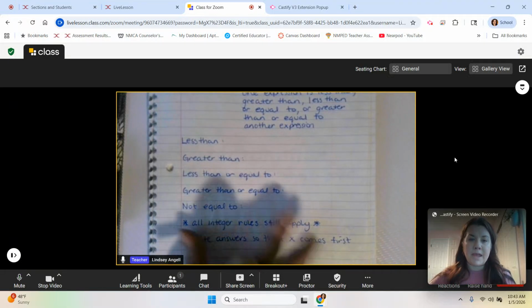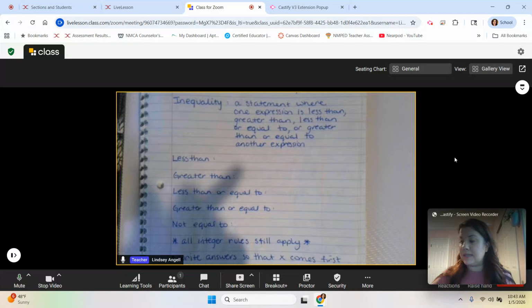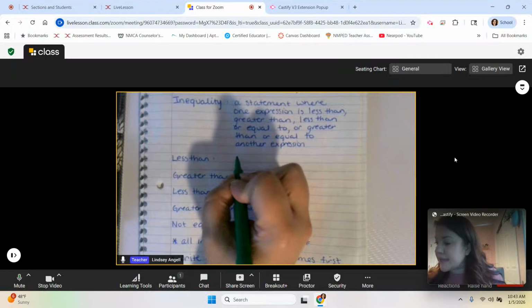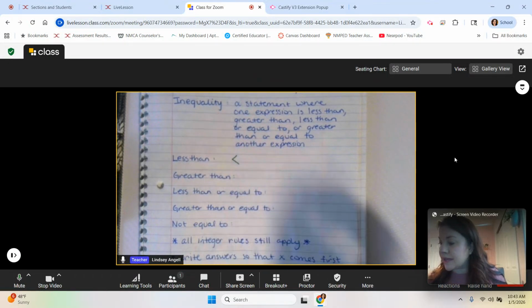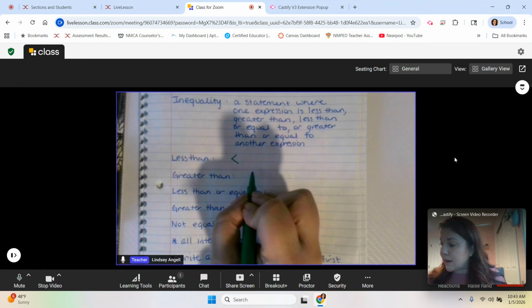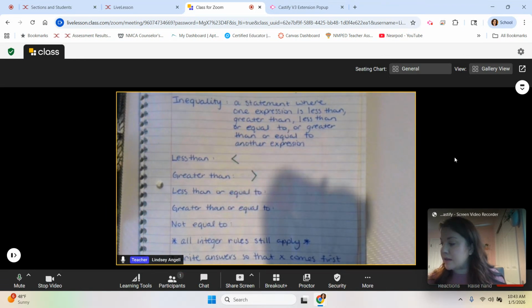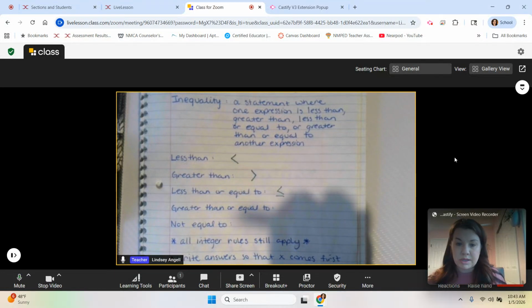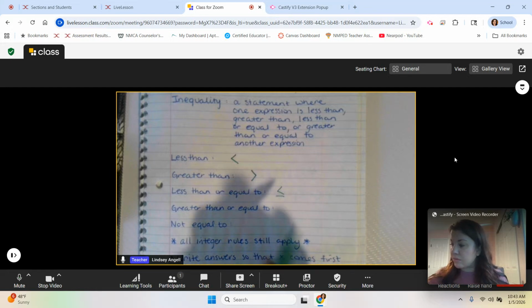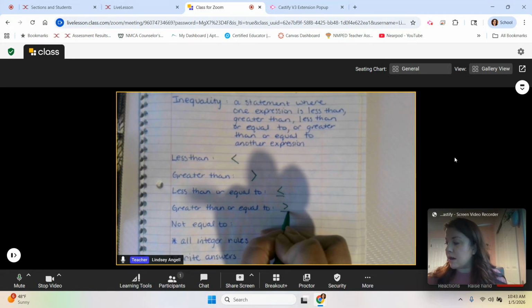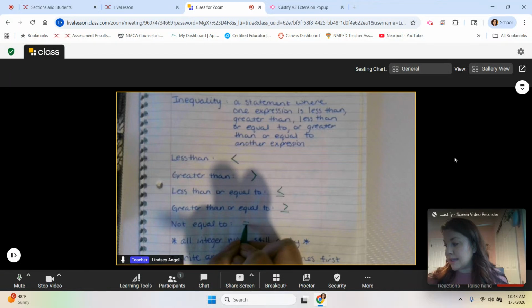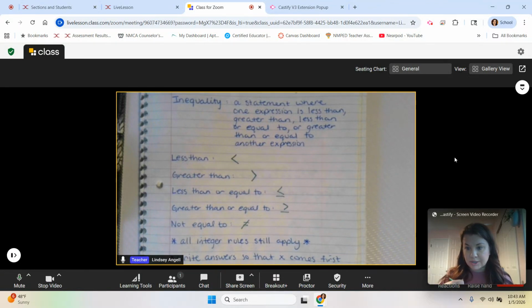So there were 4 different statements in that definition, and we have symbols that represent each of those things. Less than, the symbol would look like that. Greater than looks like that. Less than or equal to, which we'll talk about the difference between those later on, looks like that. Or greater than or equal to looks like that. Not equal to is like an equal sign with a slash through it.